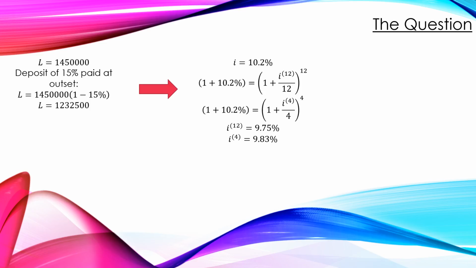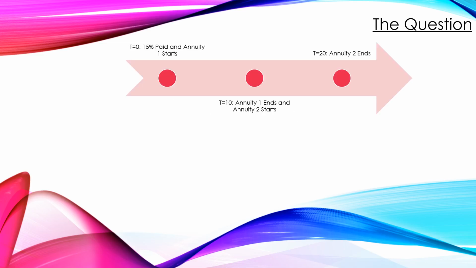1 plus 10.2% is equal to 1 plus I12 over 12 to the power of 12, and same with the 4. So that'll give us the nominal interest rate monthly and quarterly. The monthly rate comes to 9.75% and the quarterly rate comes to 9.83%.